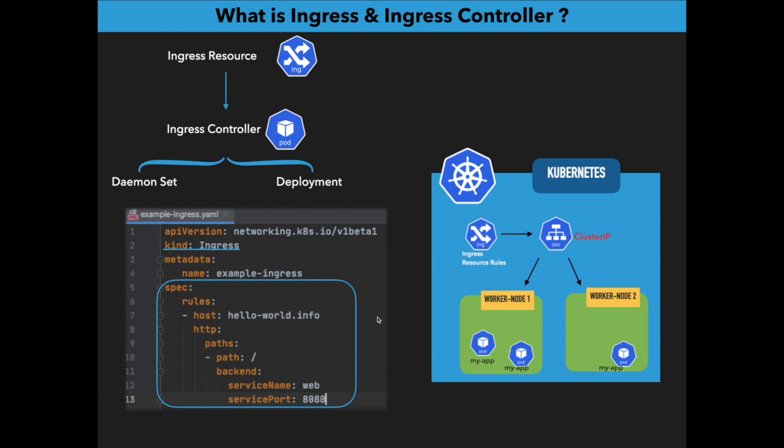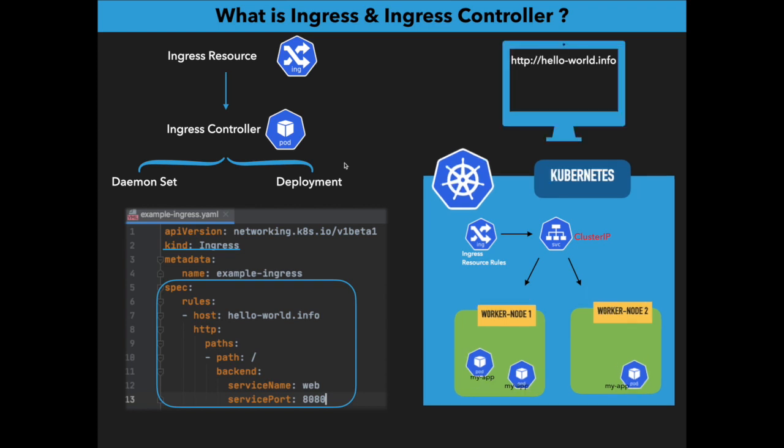If you define ingress controller as a daemon set, the ingress controller is created on each and every worker node. If there are 5 or 6 worker nodes for your application, ingress controller will be deployed on 6 worker nodes. And if you define ingress controller as a deployment, it can be 1 or 2 or 6.